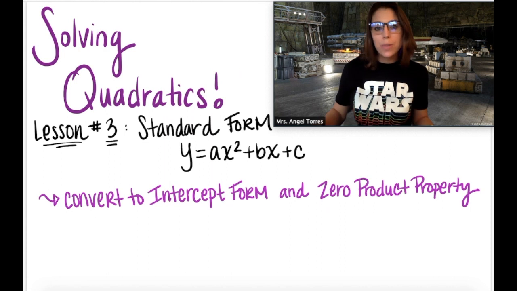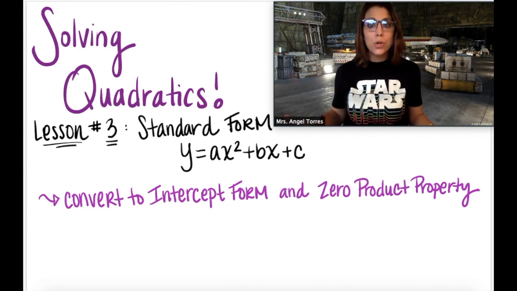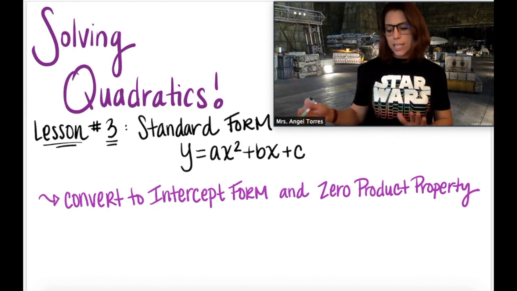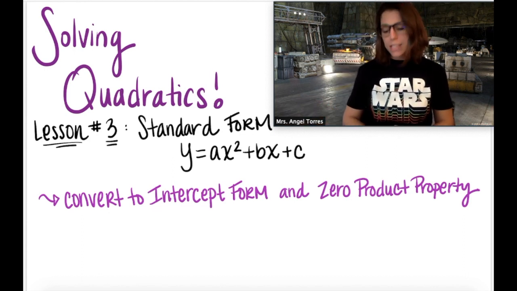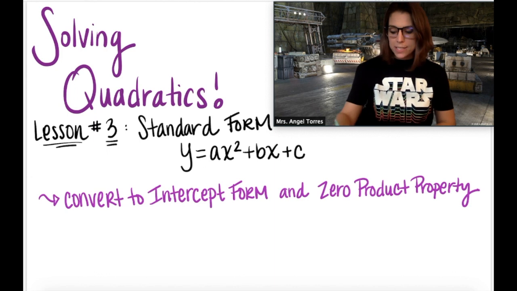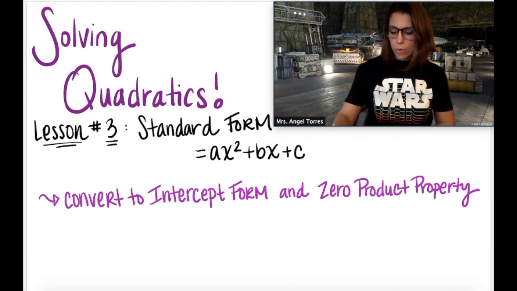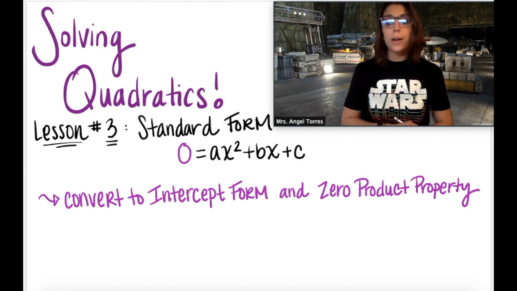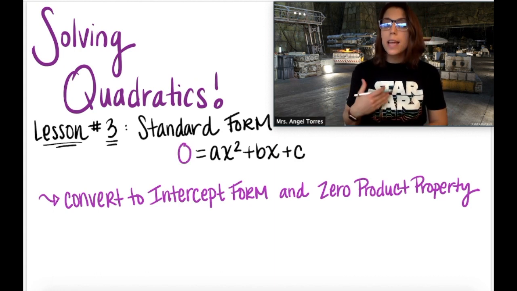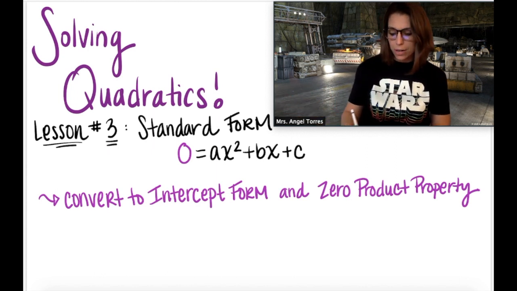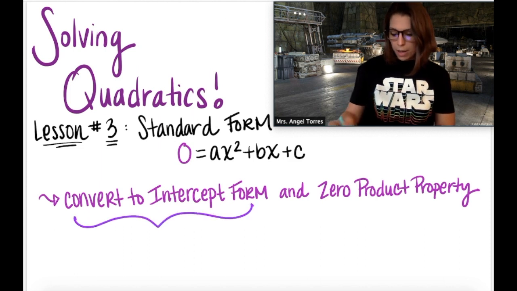It's Mrs. Angel with lesson 3 on quadratics, one of the methods for solving one in standard form. So standard form, if we recall, is in the form ax squared plus bx plus c. But since we're not graphing here, instead we're solving, all of our equations will be set equal to 0 instead of set equal to y. So this method is very similar to solving in intercept form. In fact, the first step here is to convert it into intercept form, and we do that by factoring.